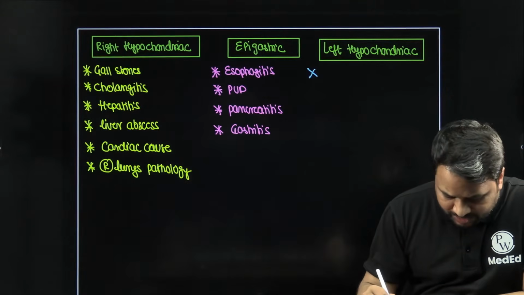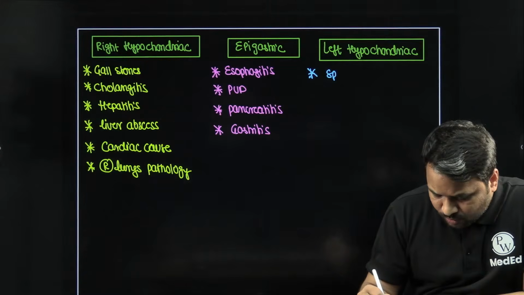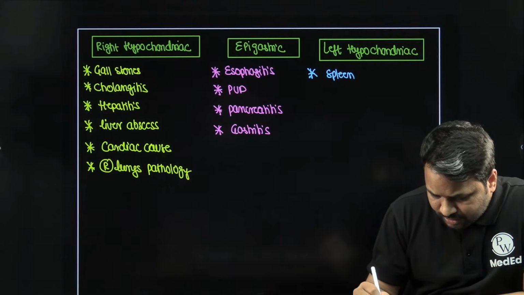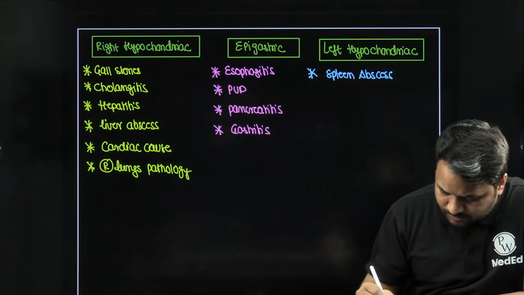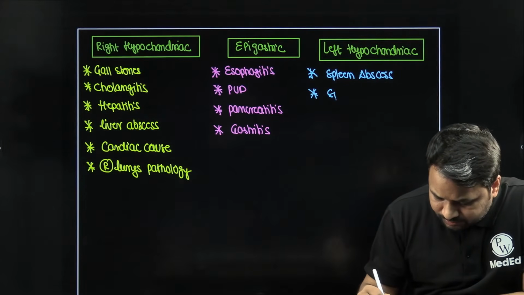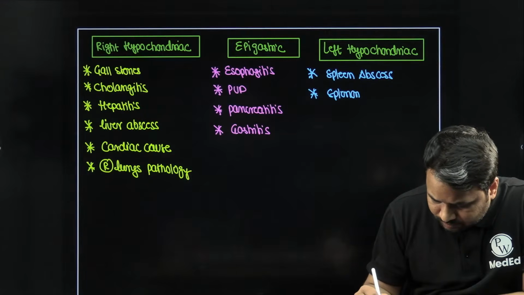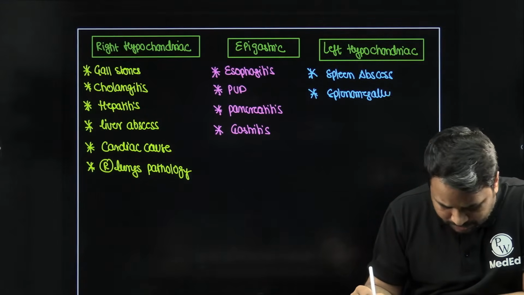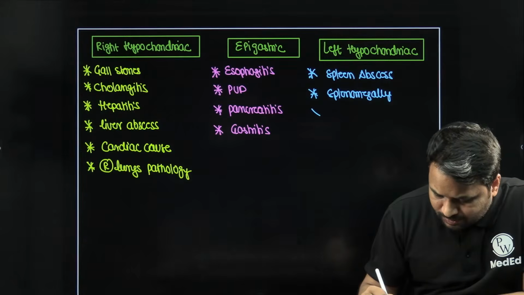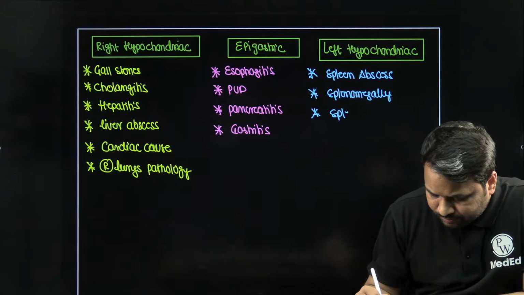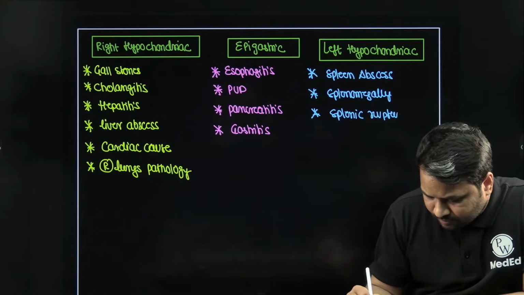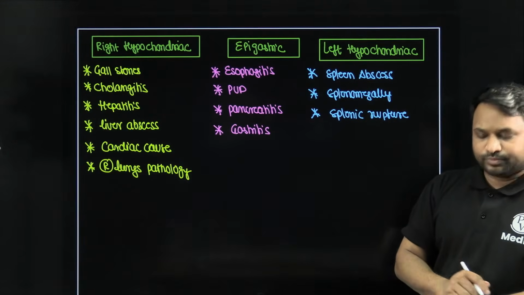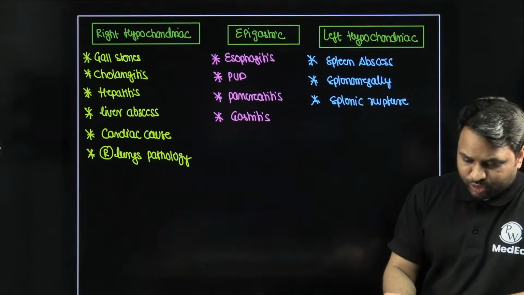In the left hypochondrium, it is secondary to splenic abscess, that is spleen abscess, splenomegaly, basically splenic pathology, and splenic rupture. With splenic rupture, right? So this is going to be the left hypochondriac region.